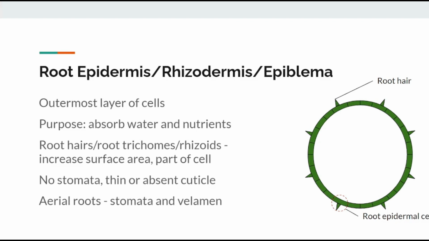Unless it is an aerial root, root epidermis does not have stomata, and it will have an extremely thin or absent cuticle since their task is to absorb water, and a waxy cuticle can make this hard. Additionally, aerial roots may have an epidermis that is several cells thick, called a multiple epidermis or velamen, which often have the ability to store water from humid atmospheres.